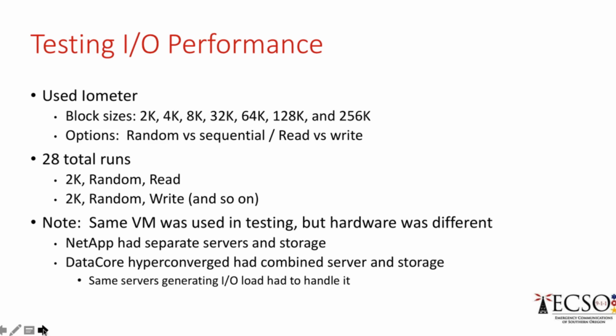Then we'll do 4K, right? And so they keep on going down this list, and they did basically every permutation. So they had about 28 runs. They used the same VM in testing, but the hardware was different. So NetApp had separate servers and storage. The DataCore hyperconverged had combined servers and storage, right? So the same node, as I mentioned earlier, that would be generating the workload, the I/O workload, had to handle that I/O as well.